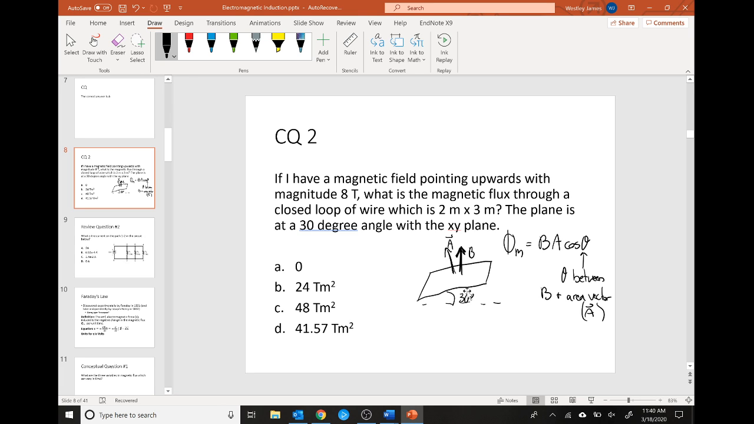Because as this thing gets flat, this angle is going to decrease. Is the angle between these going to increase or decrease? And that's a trick for doing it. And I'll explain that more in the solutions.